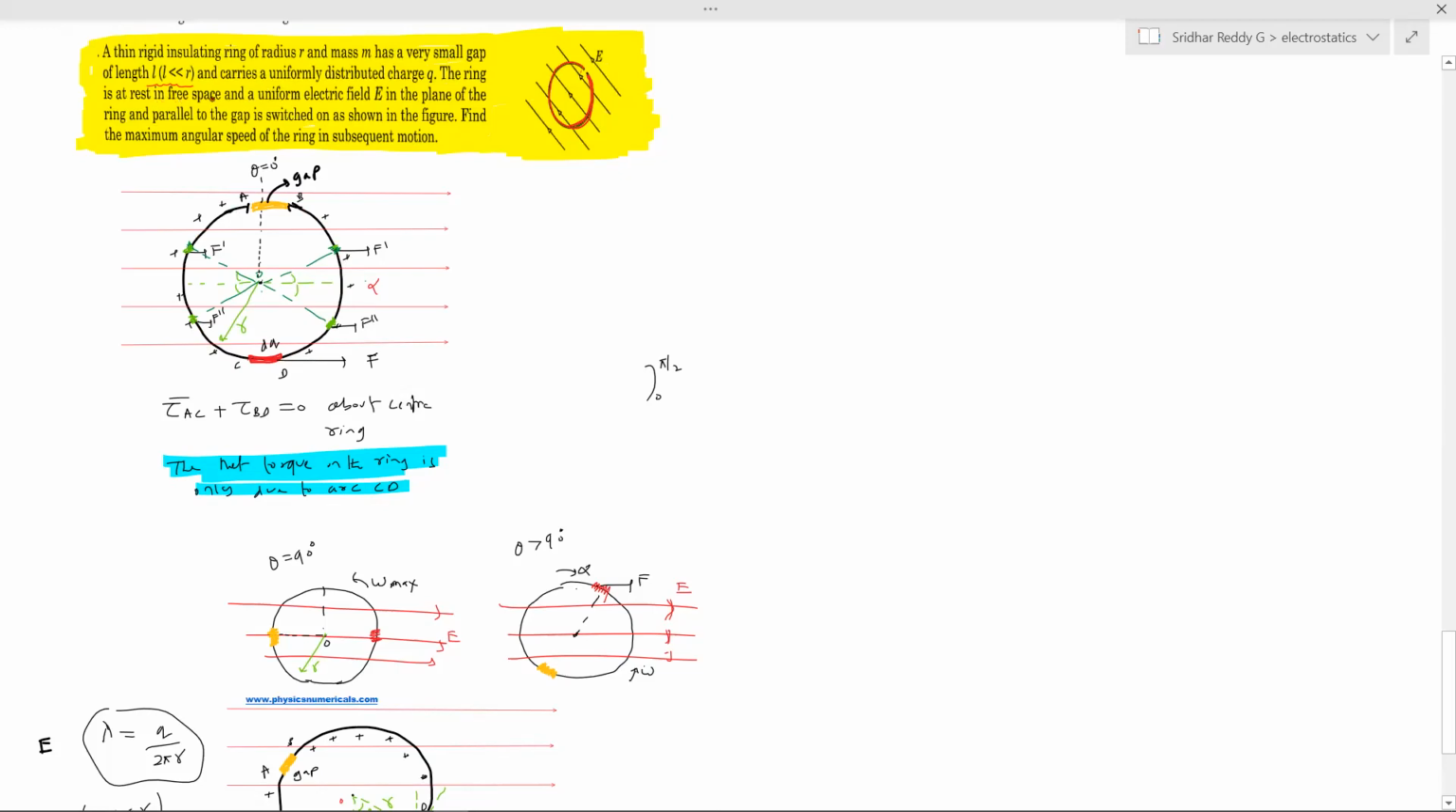The ring is attached in free space, and a uniform electric field E in the plane of the ring and parallel to the gap is switched on, as shown in the figure. Find the maximum angular speed of the ring in subsequent motion. I'm showing the whole diagram in this way. Now this is an electric field E vector.